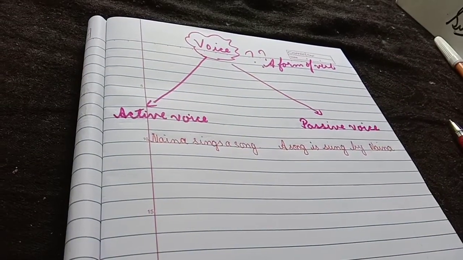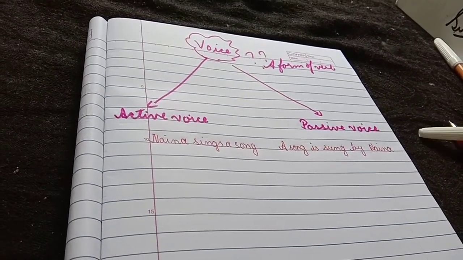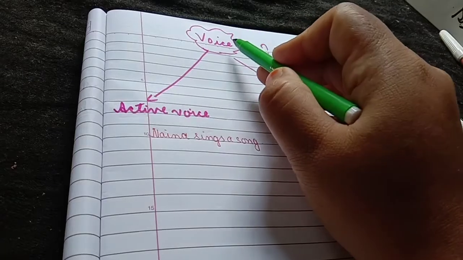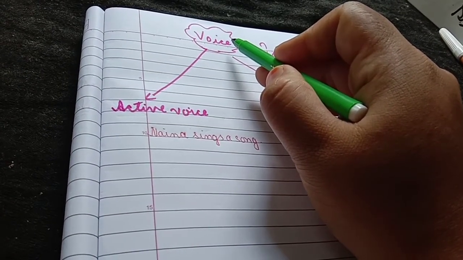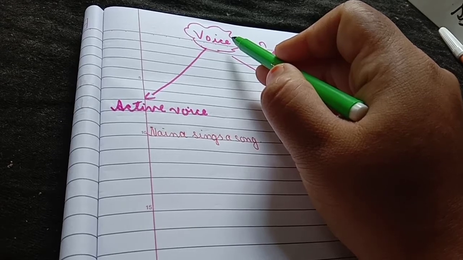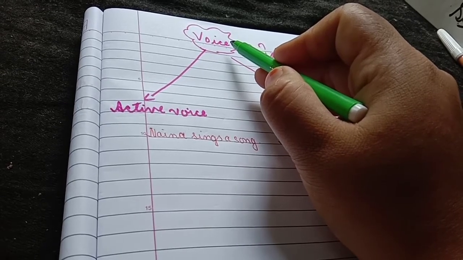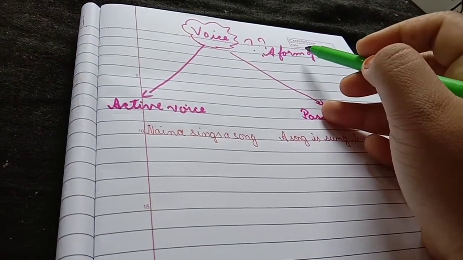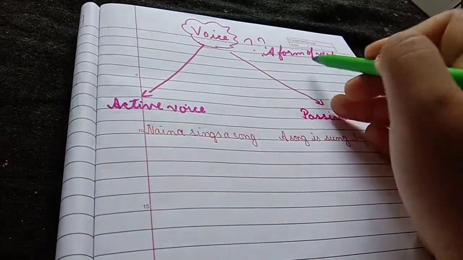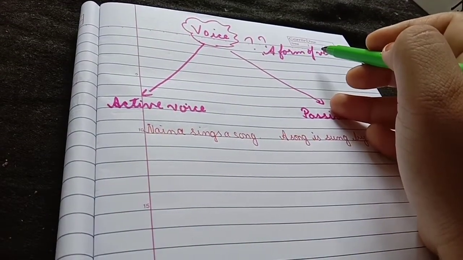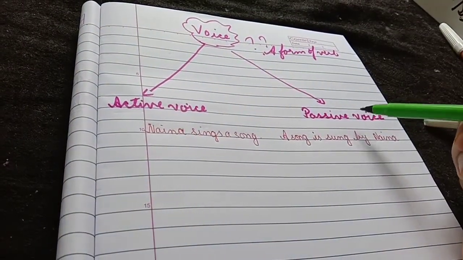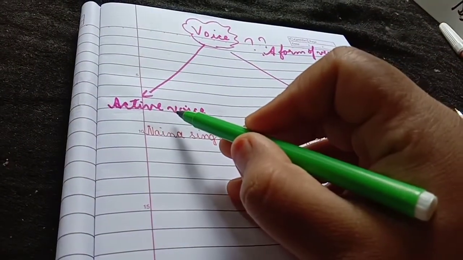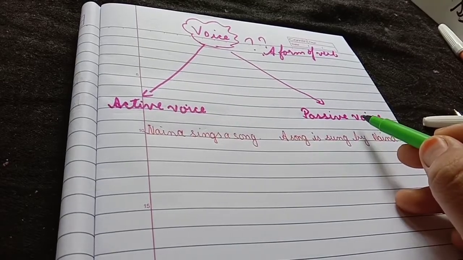So today we are going to understand voice. Now, what do you mean by voice in English grammar? In English grammar, voice means a form of verb. Let us understand it further. There are two kinds of voices in English grammar. One is the active voice and the other is the passive voice.